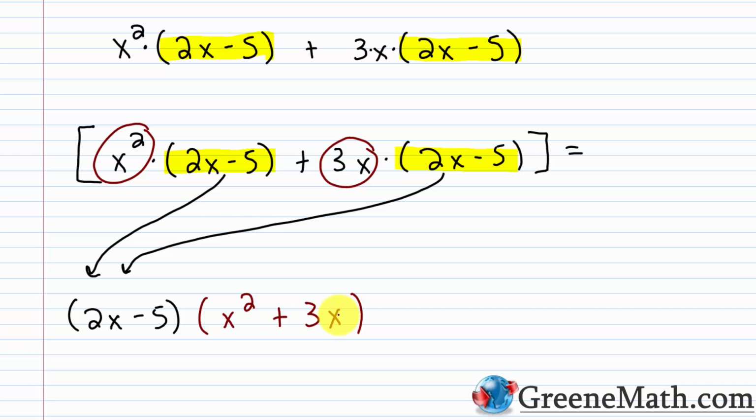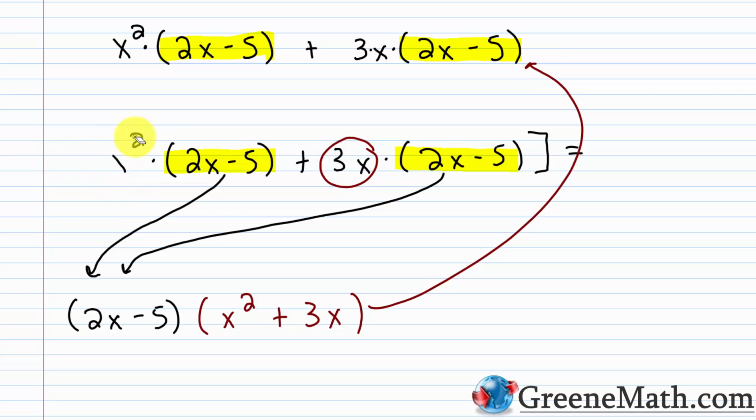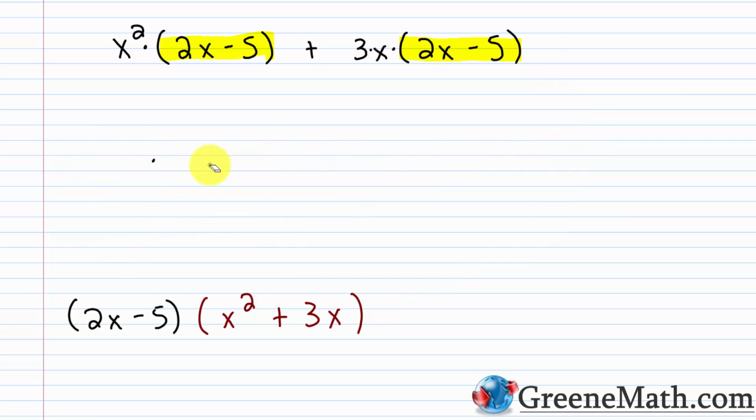But before I go on, I want to prove to you that this is still equal to the original. A lot of you will doubt that. Notice that this is nothing more than the way we used to multiply these together before we learned FOIL. We would take this quantity, 2x minus 5, and multiply it by each term of the second polynomial: by x squared, then plus 3x multiplied by that polynomial again.